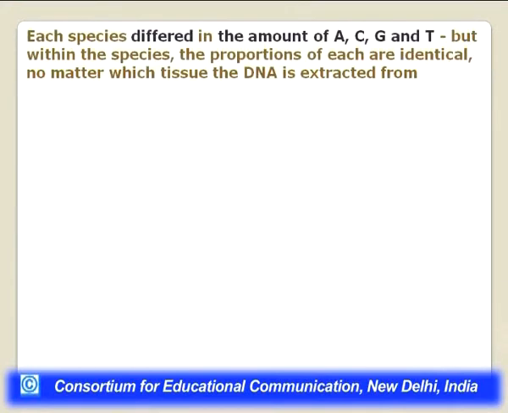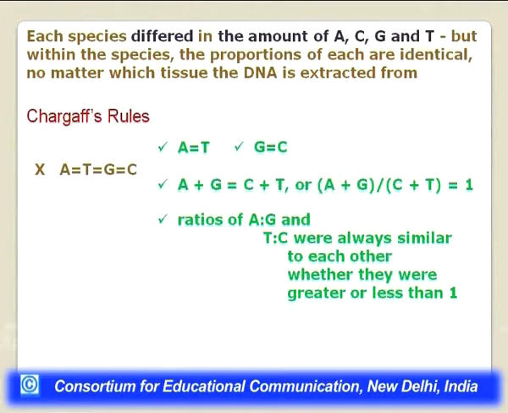Each species differed in the amount of A, C, G and T, but within a species the proportion of each is identical, no matter what tissue the DNA is extracted from. Chargaff's rule basically states that A is not equal to T is not equal to G is not equal to C. However, A is equal to T and G is equal to C. The ratio of A plus G, the purines, to C plus T, the pyrimidines, is always 1. In other words, the ratios of A to G and T to C were always similar to each other, whether they were greater than or less than 1.